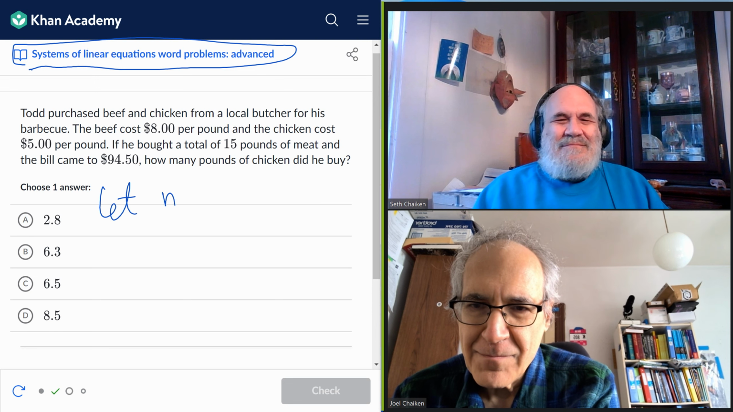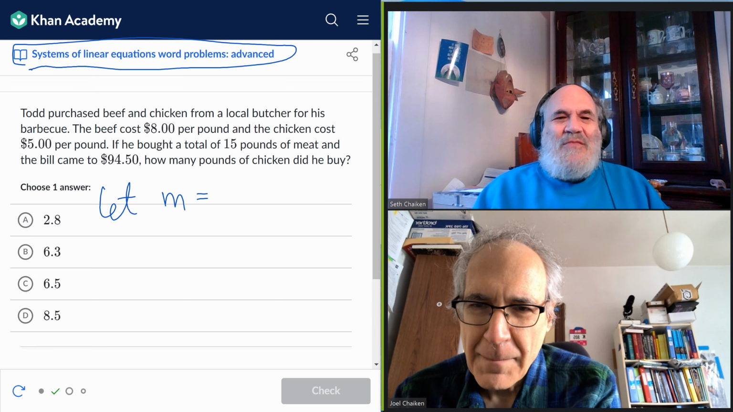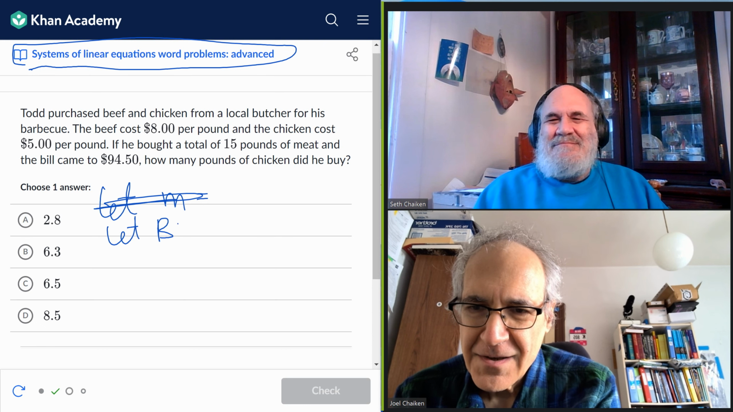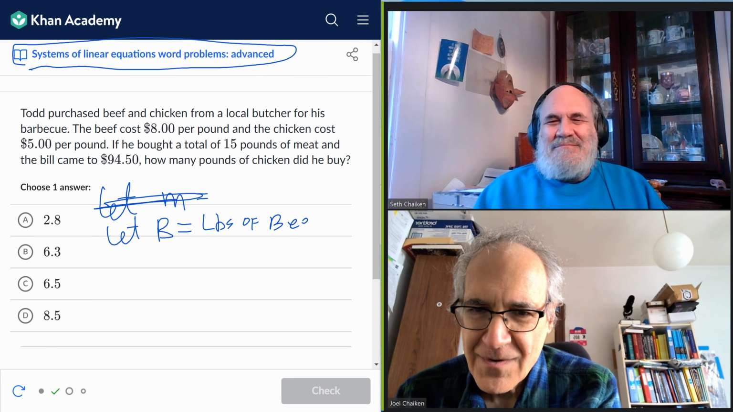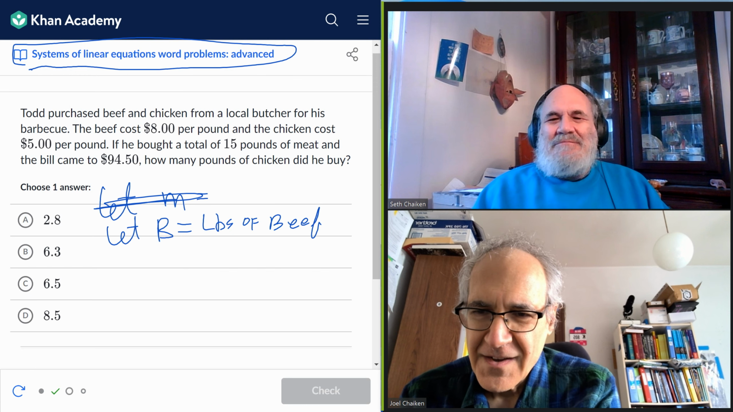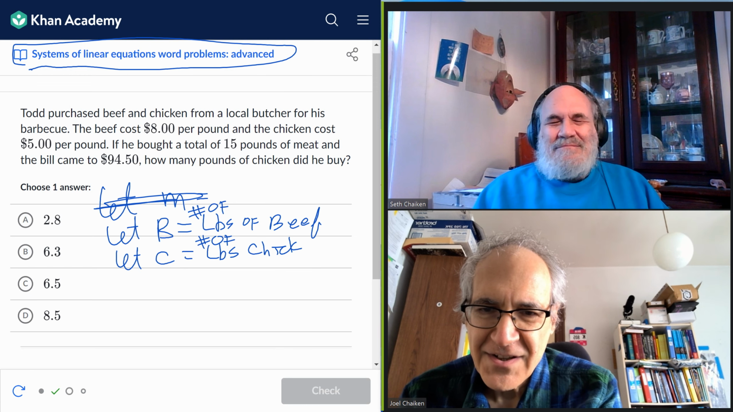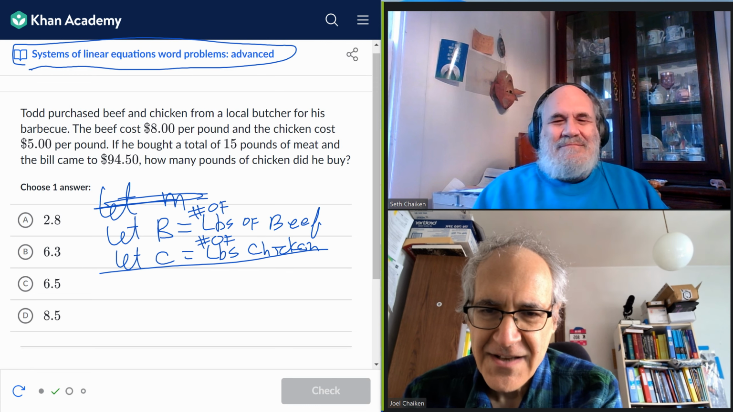Let B equal pounds of beef. Let C equal number of pounds of chicken. Now, of course, on the SAT, you're not really going to write this out.